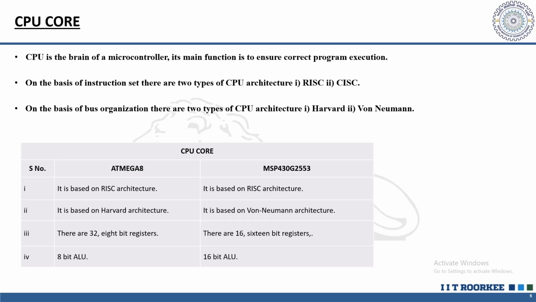And this is the CPU core comparison. Both are RISC architecture. Atmega is Harvard, and MSP is Von Neumann. In Atmega, there are 32 8-bit CPU registers, and in MSP 430, there are 16 16-bit registers. And Atmega 8 has an 8-bit ALU, and MSP 430 has a 16-bit ALU.